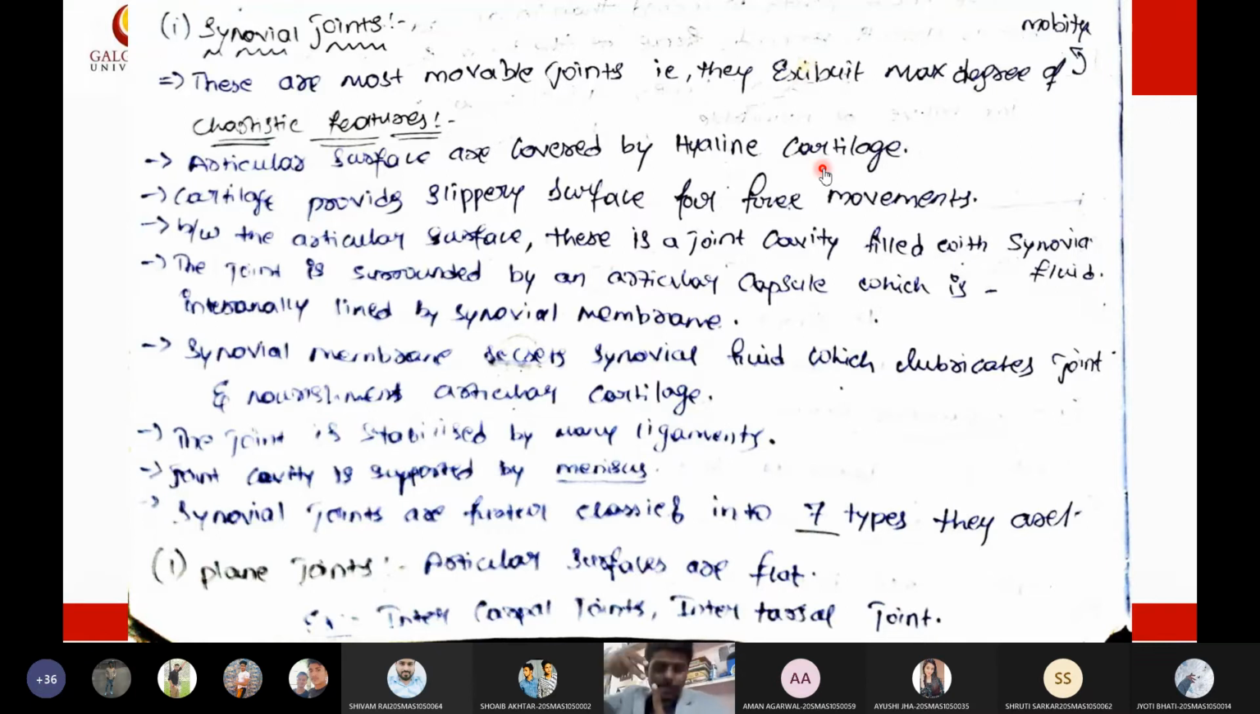The second point: after hyaline cartilage on both ends of the synovial joint, these bones are covered by certain muscles and ligaments. These joints are always covered by some capsule, some muscular capsule. Third, after being covered in this capsule, they will always have a fluid. In the space between these two bones, there will be a fluid, and that fluid is called synovial fluid.